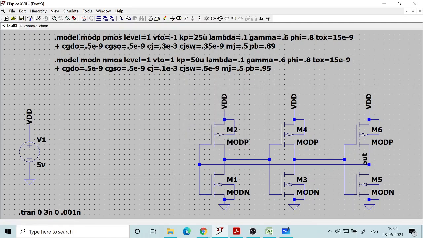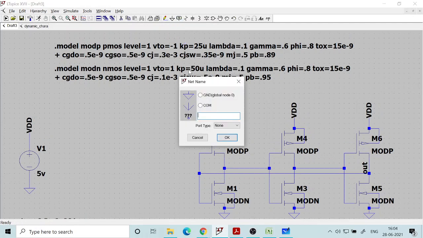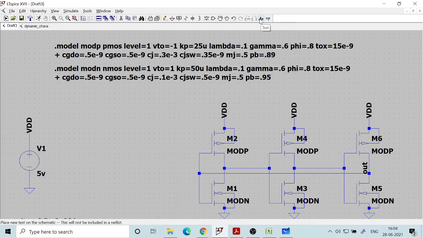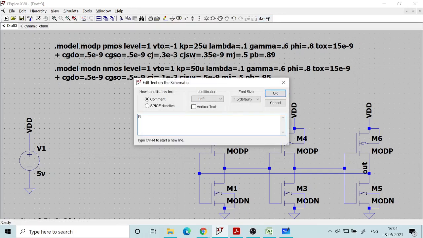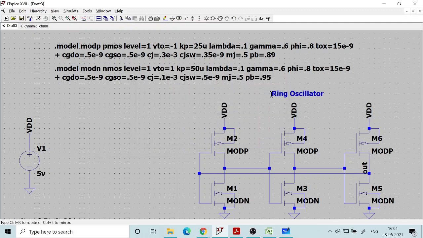So this is what I have done. I took 3 inverters and then I connected them. If you connect 3 inverters like this, it is called a ring oscillator. This is called a ring oscillator.